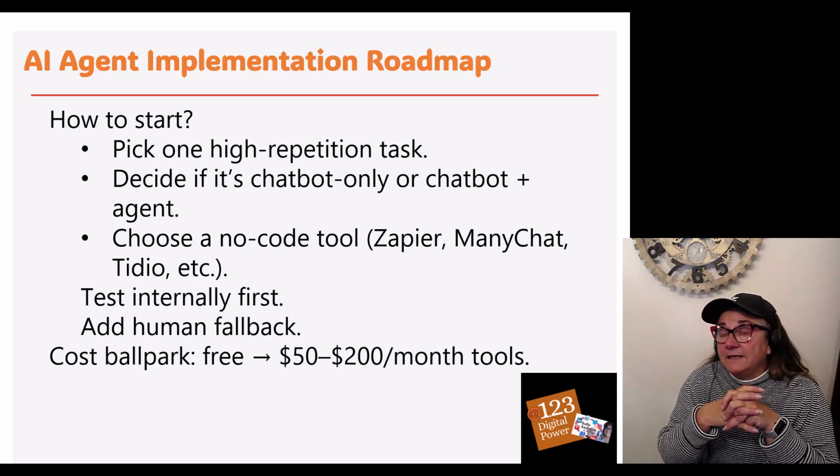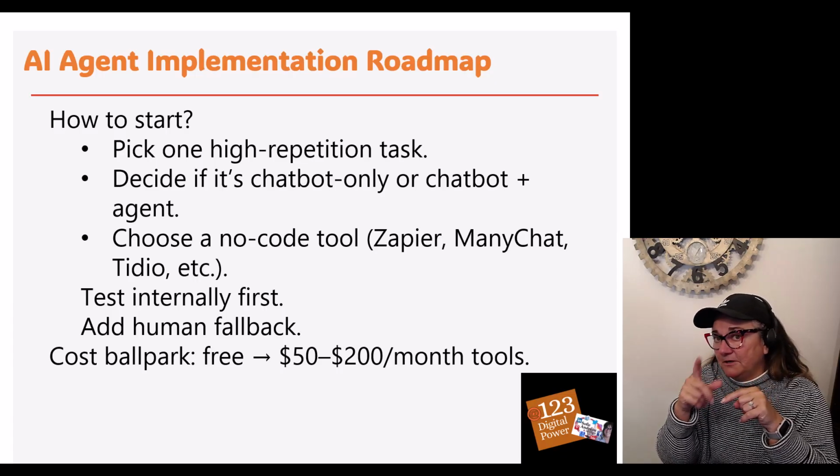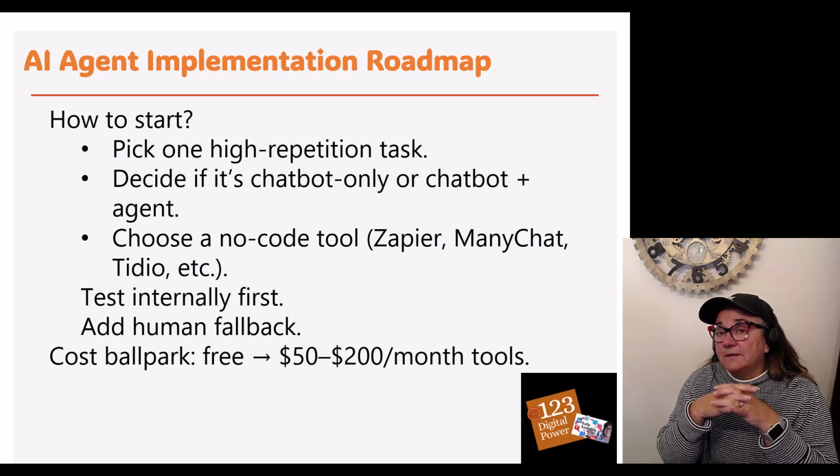I like adding a human fallback. If the client that's working with the chatbot runs into a problem, I don't like it going in a repetitive loop. I like giving them the option to talk to a human.